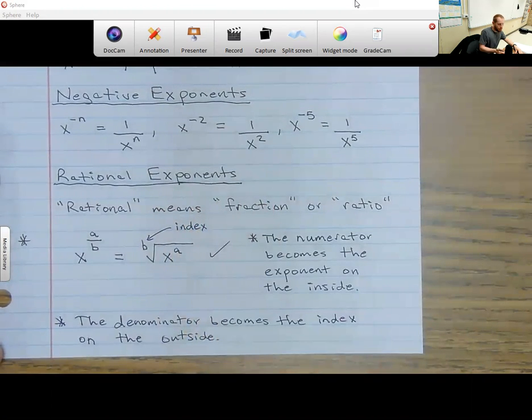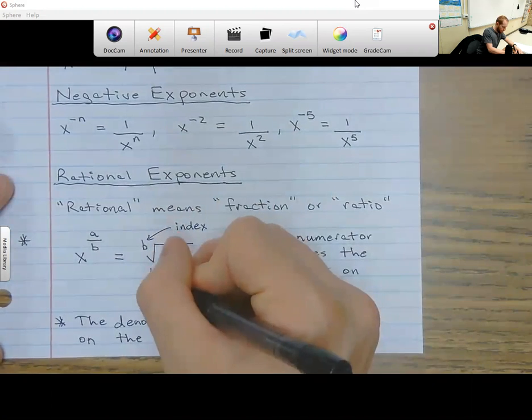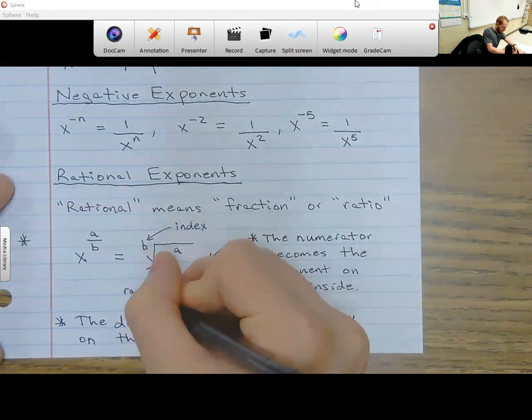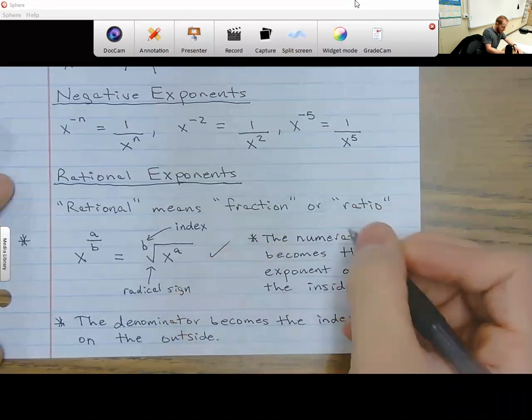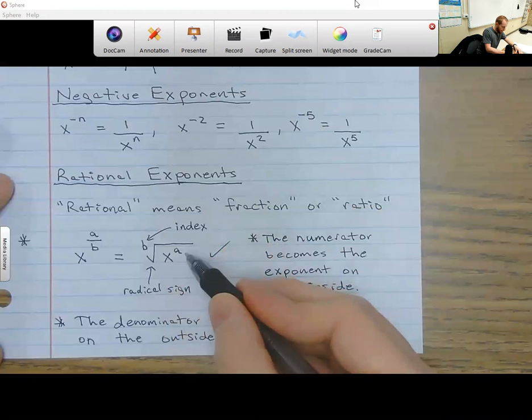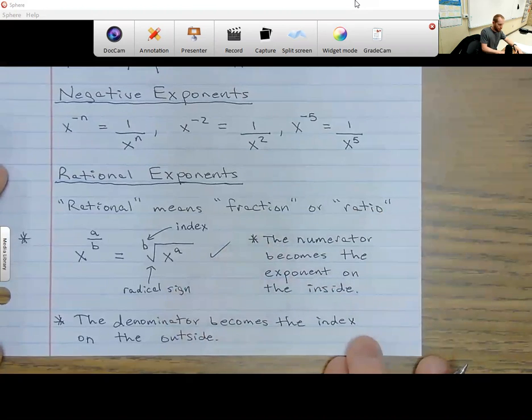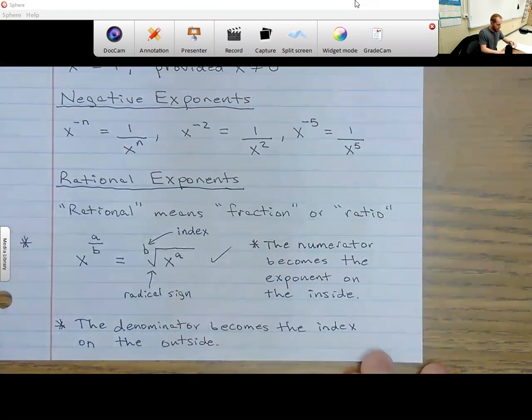And the whole thing becomes a radical expression. So this is going to be the radical sign. The x is going to be the variable, and the a is going to be the new exponent on the inside. So I'll leave that up there for about a minute so you can get that. And I'm going to grab a new sheet of paper, and we'll talk about some of the problem sets. And then after we do the problem sets, we'll do a few questions on the classwork.